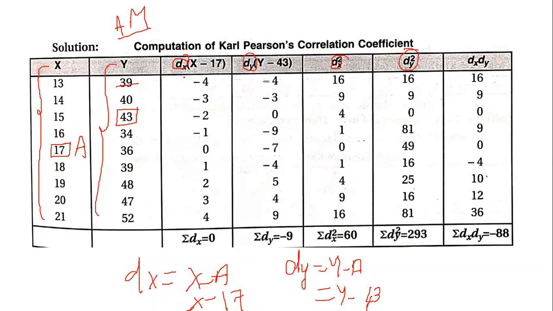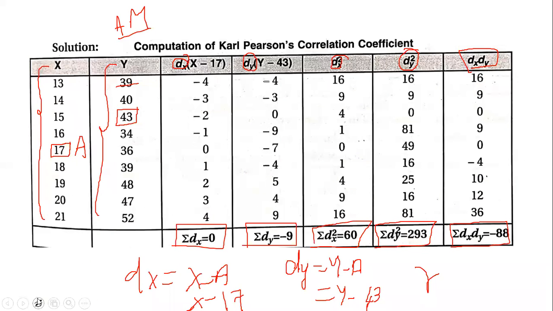Then you will have dx and dy. So dx into dy. If you get dx into dy, then you have to find all the totals of these values. Sigma dx is equal to 0, sigma dy is equal to minus 9, sigma dx square is equal to 60, sigma dy square is equal to 293, and sigma dx dy is equal to minus 88. These are the 5 important values that we require to solve the problem, that is correlation coefficient.